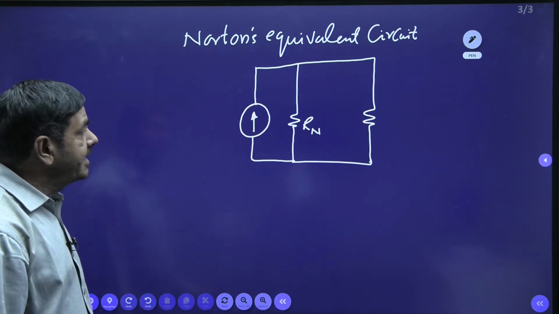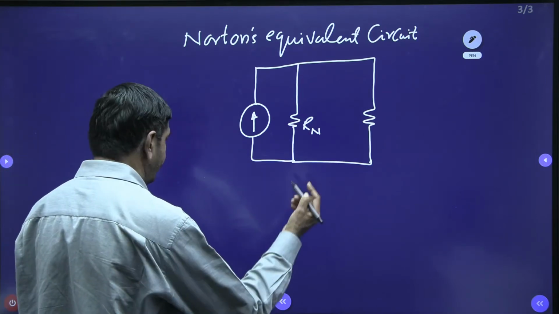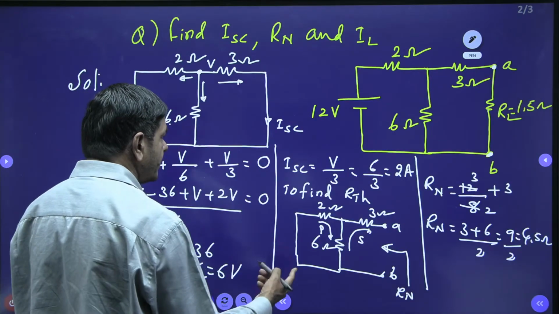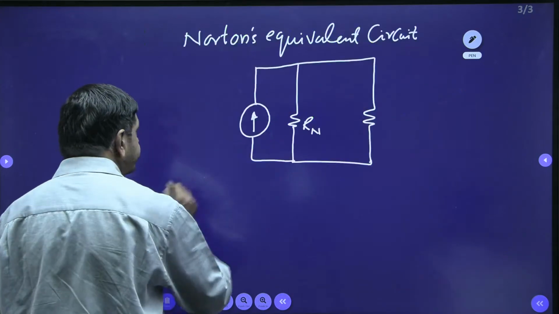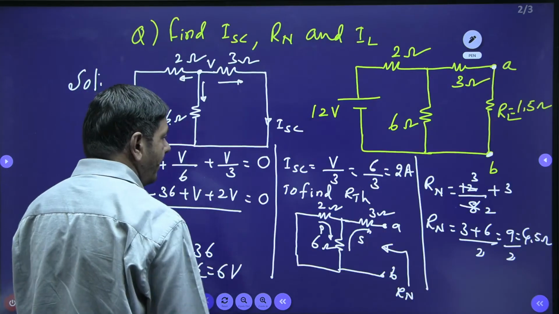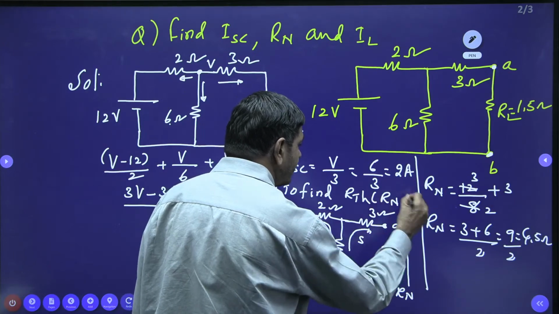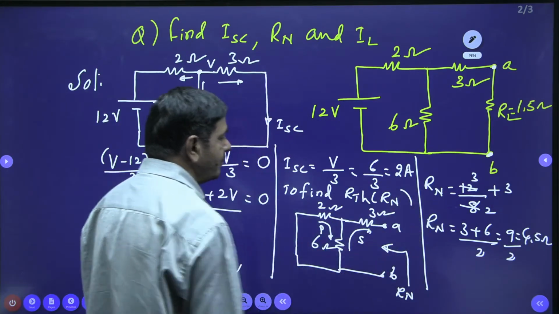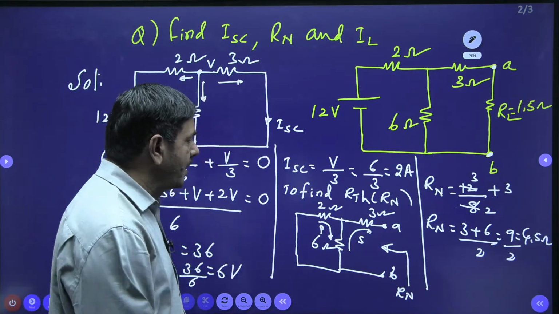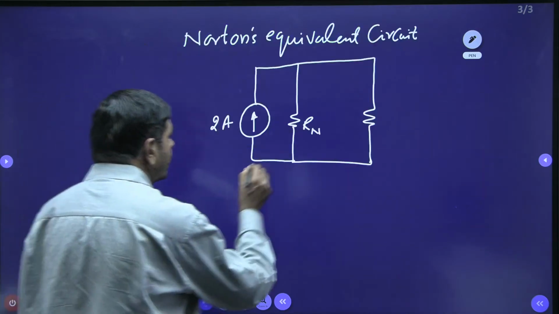If they were all connected in series, the voltage source is connected in series with RTH, and it becomes Thevenin's rule. Anyhow, the current we got here is ISC, 2 amperes. Rn and RTH are both the same. Thevenin's resistance and Norton's resistance are the same. We are getting Rn equal to 4.5 ohms.